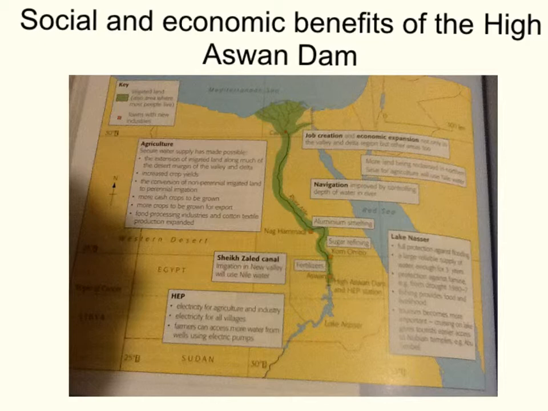Next economic benefit is job creation and economic expansion, not only in the Valley and Delta region, but also in other areas too. And a specific location which has benefited economically and socially is Lake Nasser, which now has full protection against flooding, a large reliable supply of water which will last for at least 3 years, protection against famine for the people that live in the surrounding area, fishing provides food and a livelihood, and also tourism is becoming more important in the area, with, for example, cruising on the lake to give tourists easier access to the Nubia temple.